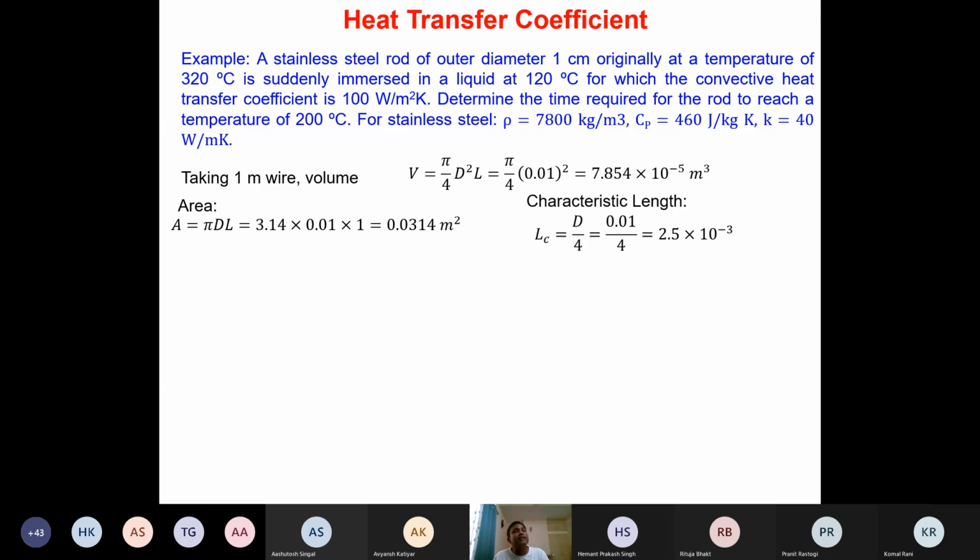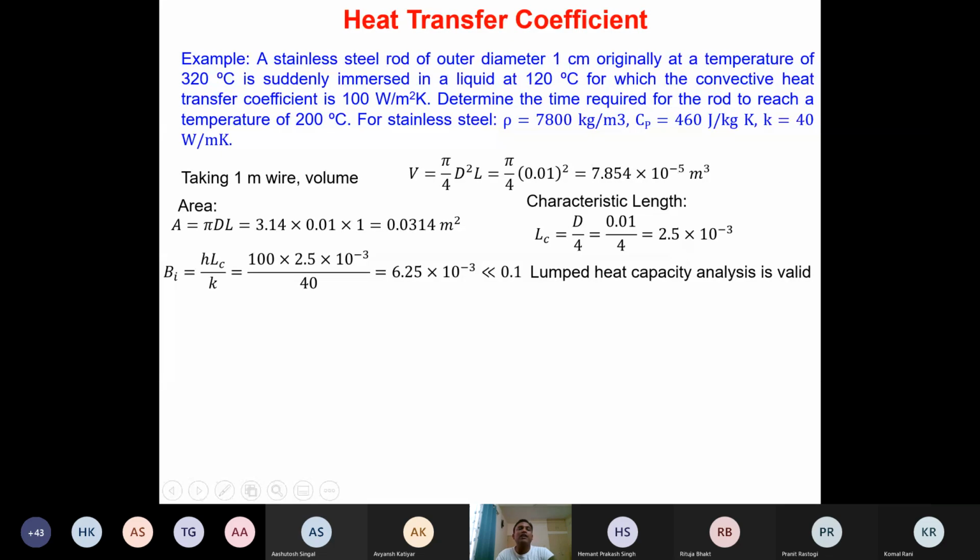We can neglect that only by finding the Biot number. Remember, the Biot number is h S by K, where S is the characteristic length. So we first find the characteristic length, which in this case is volume by area. That comes out to be d by 4, so 2.5 into 10 raised to power minus 3. Based on this, we can find the Biot number, h L_c by K. If we put all the values, we get the Biot number as 6.25 into 10 raised to power minus 3.